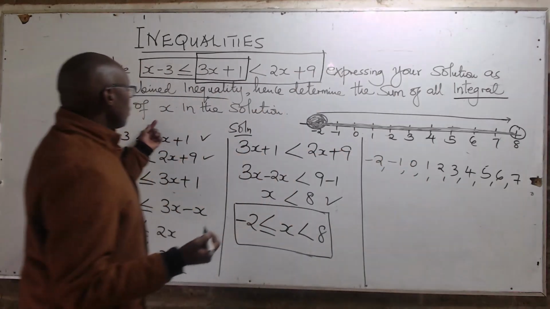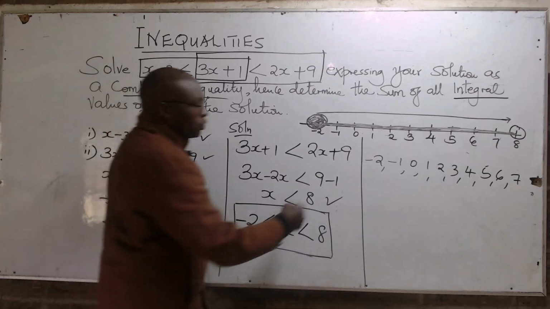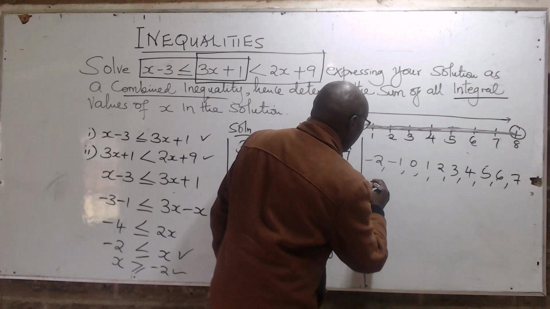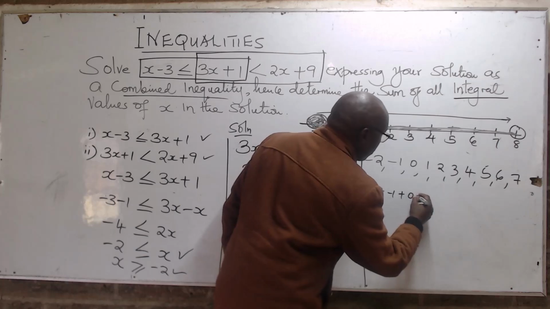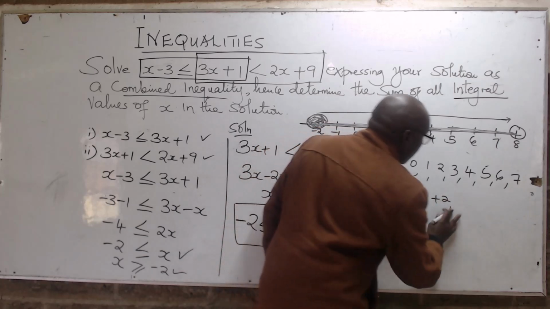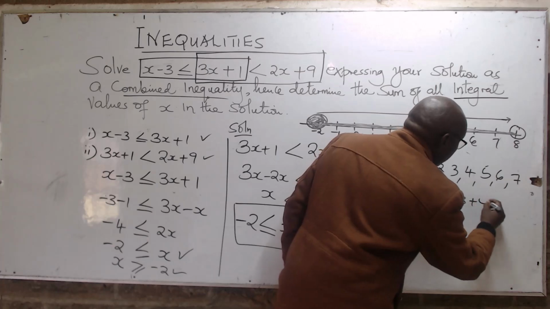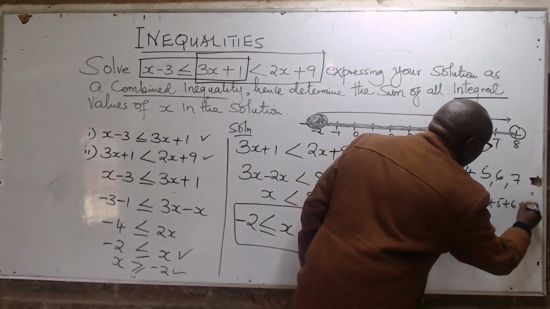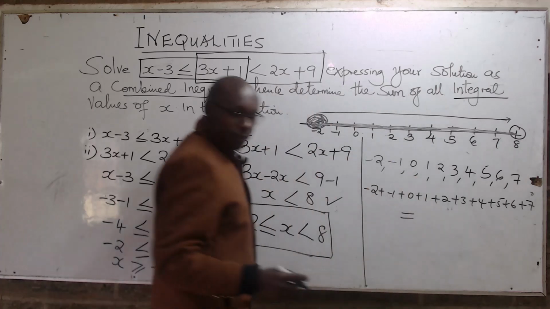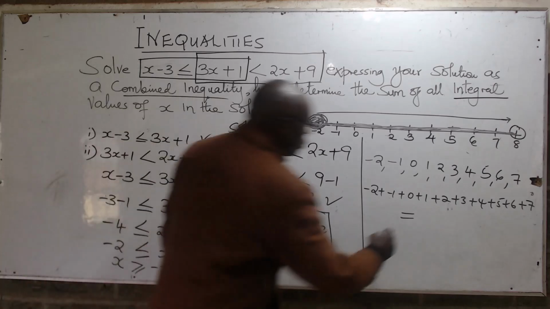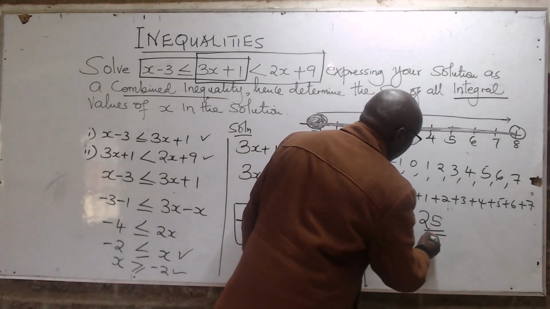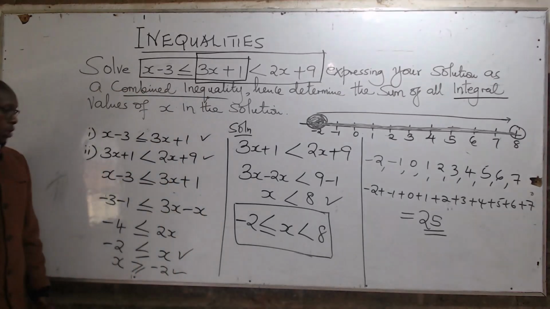The next thing required is to determine the sum. So you need to add all these: -2 plus -1 plus 0 plus 1 plus 2 plus 3 plus 4 plus 5 plus 6 plus 7. Add everything using a calculator, and this will give 25. So that is how you're supposed to solve that question. Thank you.